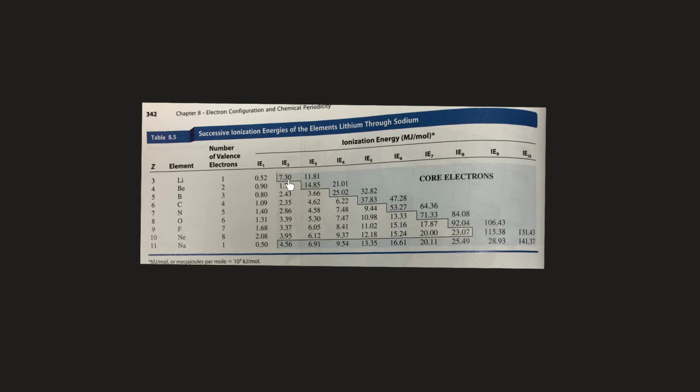The second ionization energy jumps up to 7.30. It is fairly obvious to note how big the gap is between the first and the second. Then we look at beryllium, which has 2 valence electrons. You're going to need 0.9 to remove the first valence electron, and then 1.76 to remove the second valence electron. If you compare to the first, the second ionization energy is not that big.